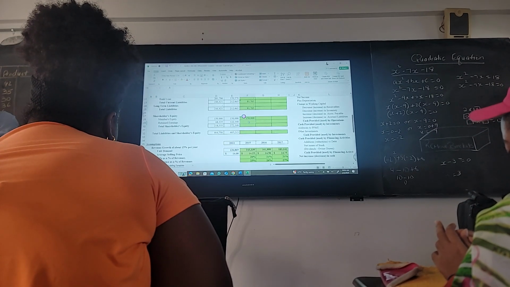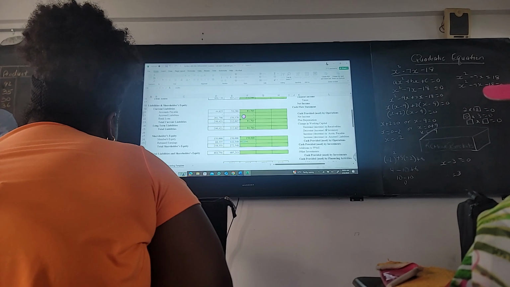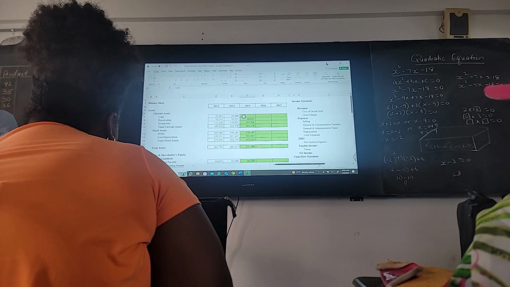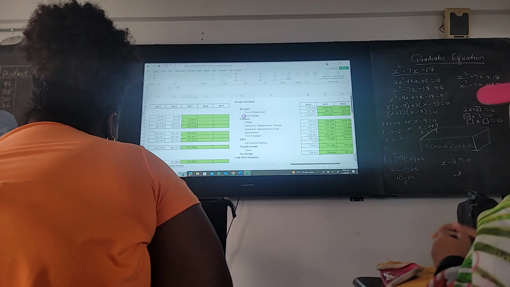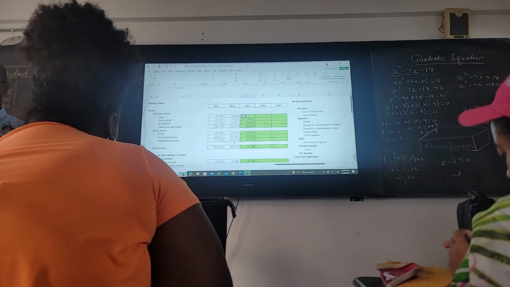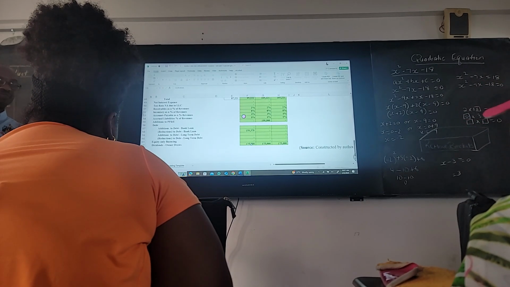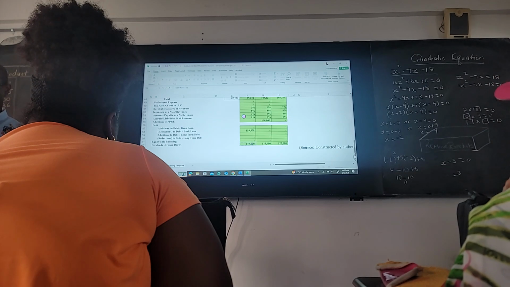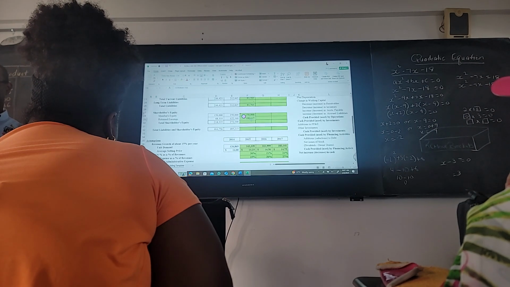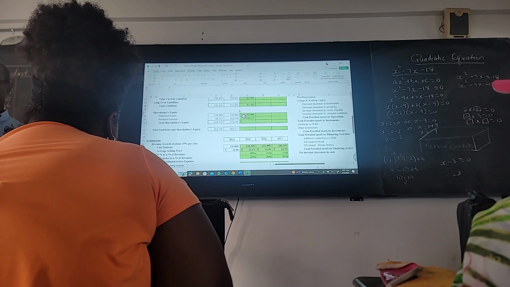So retained earnings, how does that work? Previous year's retained earnings plus our net income, minus dividends. In this case, our owner wants to take 175. So that would be our equity, our total shareholders' equity.